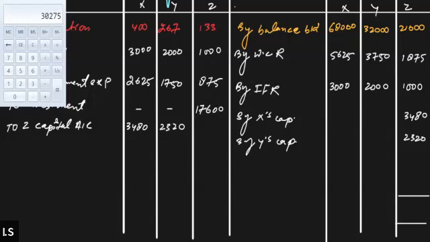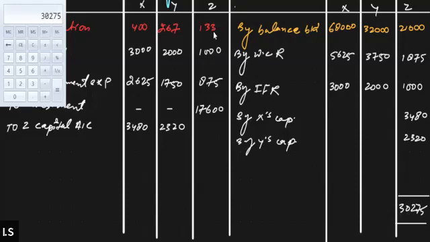Let me just recheck it. 21600, 1875, then 1000, 3480, 2320. Let me just do it one more time. 21600 plus 1875 plus 1000 plus 3480 and 2320. So this is 30275. The sum total of the credit side is 30275.